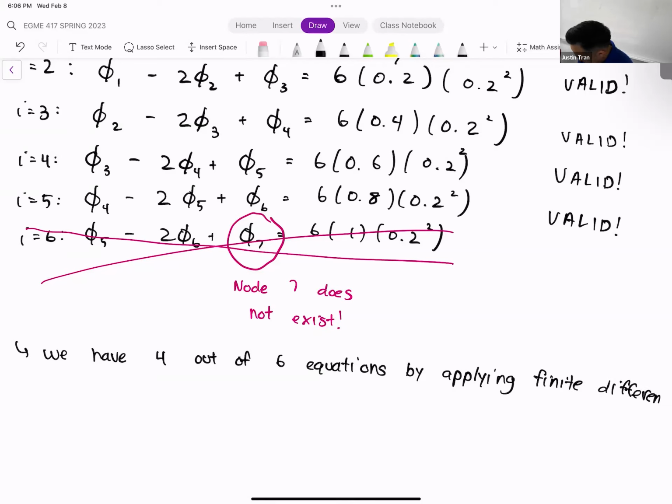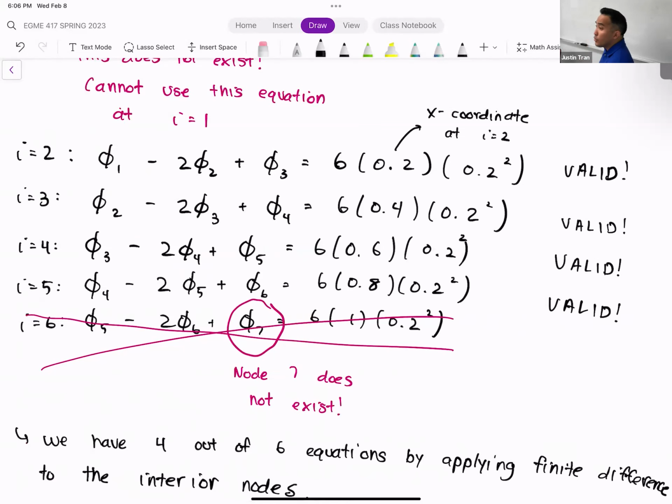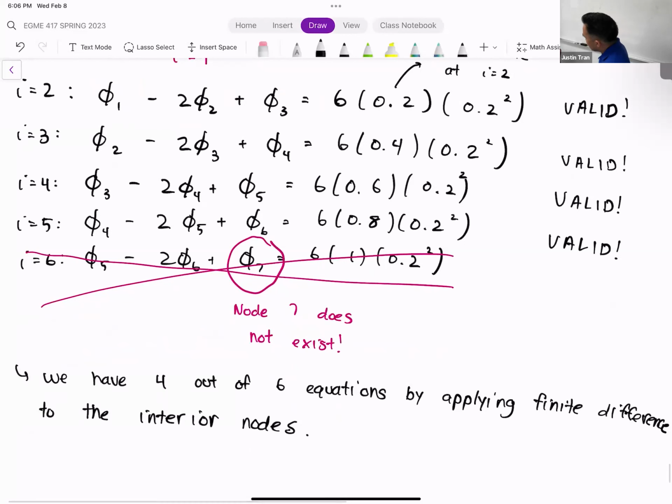Okay. And so what we've done so far is that we've taken our original equation, discretized it using finite differences, and then applied the resulting equation to all of what I call the interior nodes. They're interior because they're not on the boundary. And what that's given us is 4 out of the 6 equations that we need to solve this system.